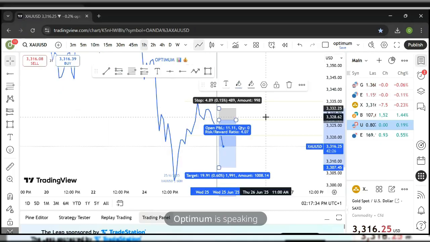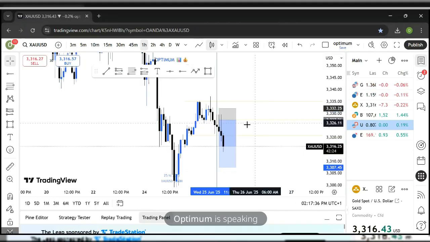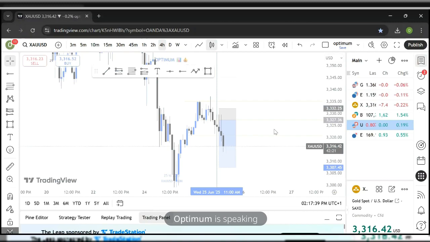If I put it above it, then I want to see market. You can see that market came back for it. And then if you go to this in 4 hours, you can see that it's the next 4 hours candle that did it. So take a look.